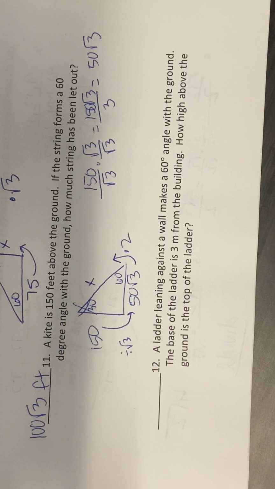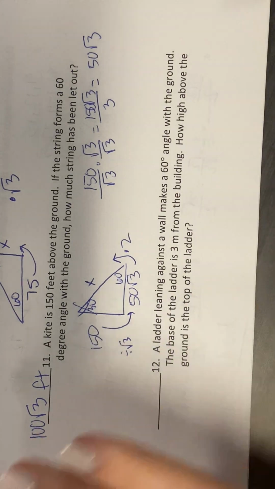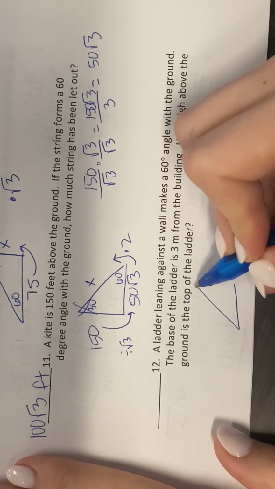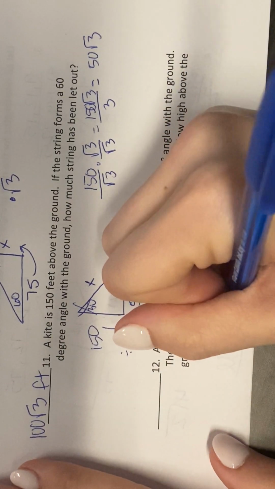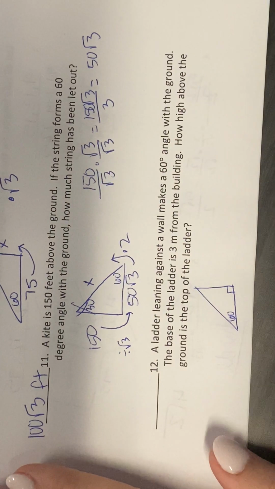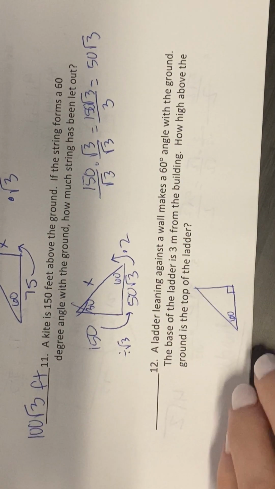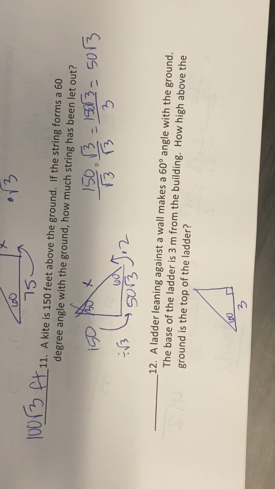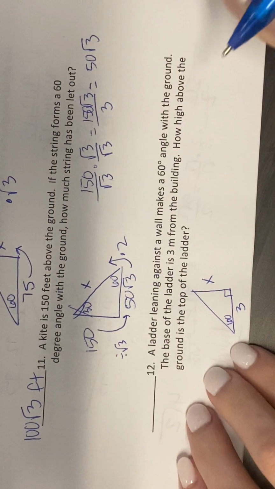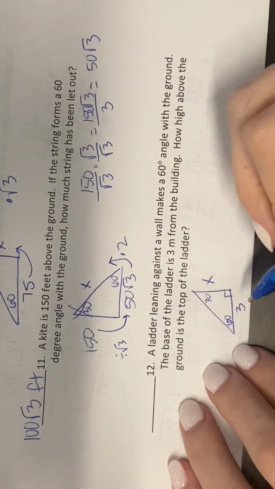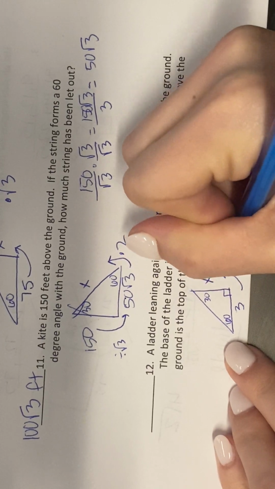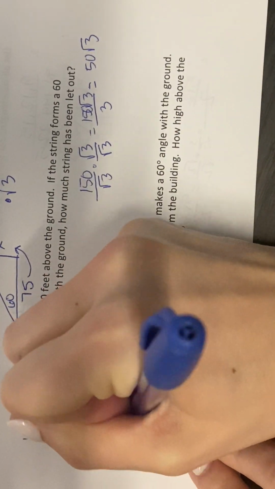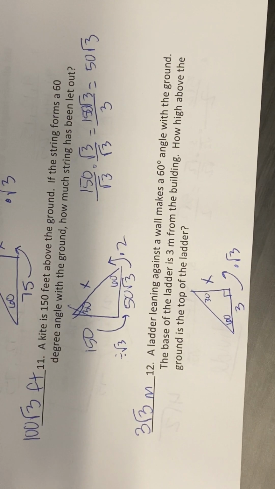A ladder leaning against a wall makes a 60-degree angle with the ground. So another 30, 60, 90 triangle. So this is going to be 60 down here. The base of the ladder is 3 meters from the building. So this is 3. How high above the ground is the top of the ladder? So we are looking for this side. Well, this is our short side. How do you go from short side to long side? You're going to multiply by root 3. So we have 3 root 3 meters.